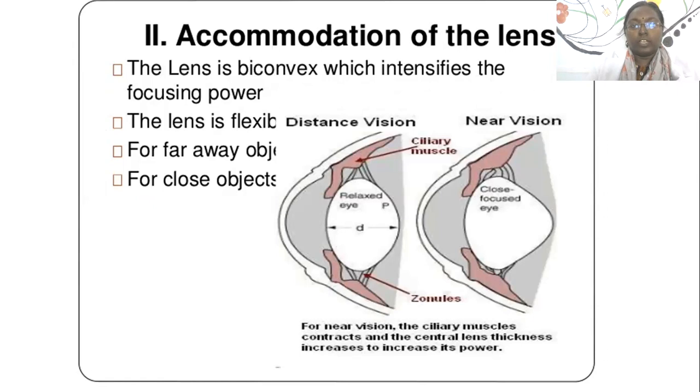Accommodation of lens. Lens is biconvex, which intensifies the focusing power. So here you can see when you want to see a distant object, the lens is flat. When you want to see a close object, the lens convexity increases. For near vision, the ciliary muscles contract. The central lens thickens and increases its power.